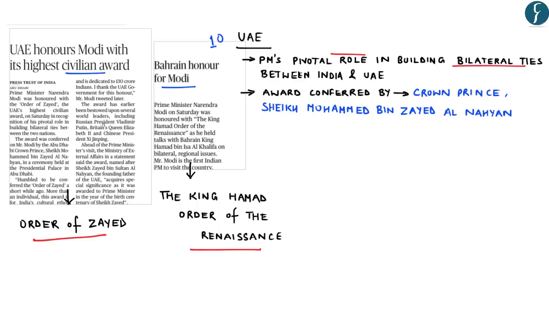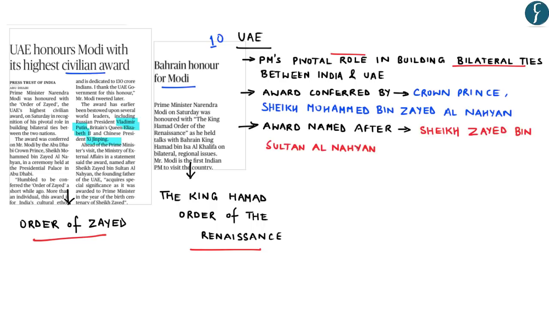This news highlights that Order of the Zayed Award has been bestowed upon several world leaders such as Russian President Vladimir Putin, Britain's Queen Elizabeth II, as well as Chinese President Xi Jinping. Now this award has been named after Sheikh Zayed bin Sultan Al Nahyan, who was the founding father of United Arab Emirates. And awarding Prime Minister Narendra Modi the Order of Zayed Medal acquired special significance as it has been awarded to Prime Minister in the year of birth centenary of Sheikh Zayed.